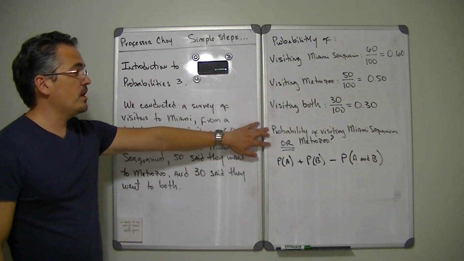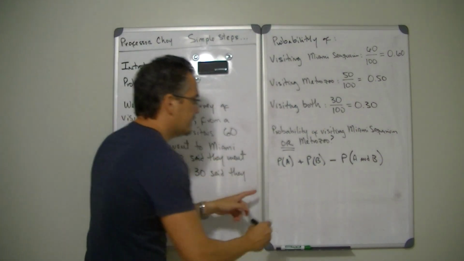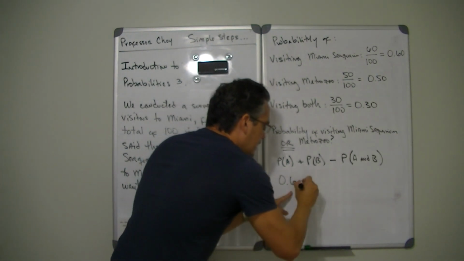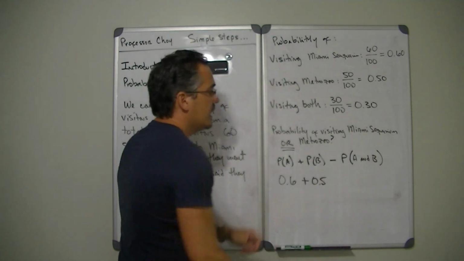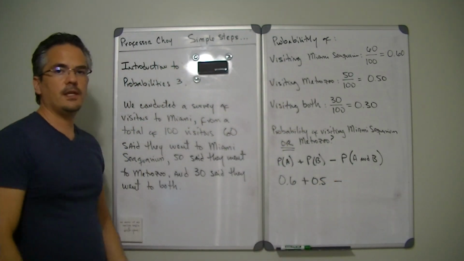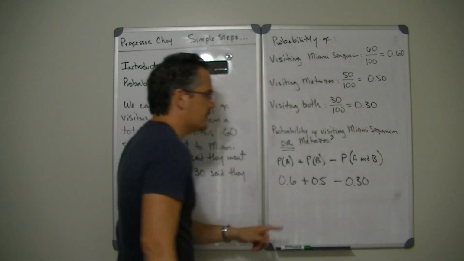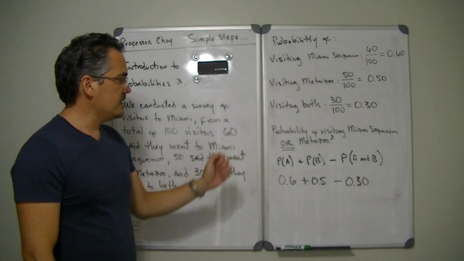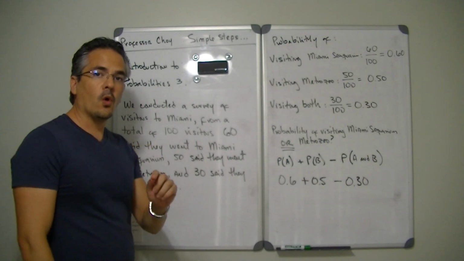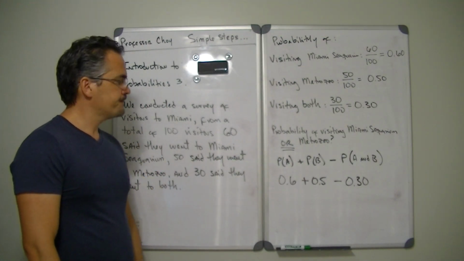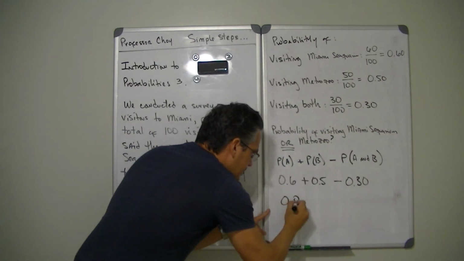So to answer this question, we basically have to take the probability of event A, the first event, which is 0.6, then add the probability of event B, which is 0.5, and then subtract the probability of both happening at the same time, which is 0.30. And that will be the answer to what is the probability of visiting the Miami Seaquarium or the Metro Zoo. Alright? And the answer to this is 0.8.